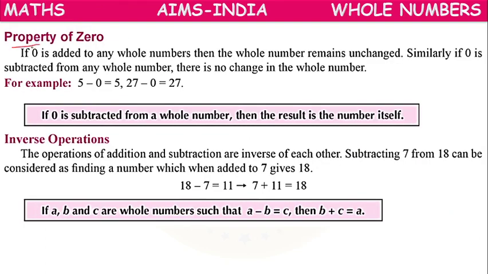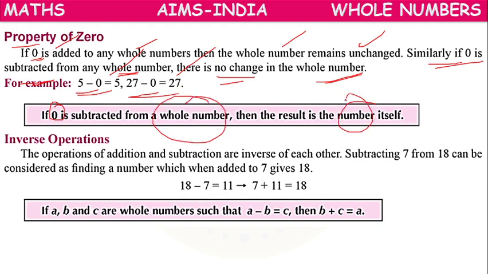Next, property of 0. So if 0 is added to any whole number, then the whole number remains unchanged. In the same way, if 0 is subtracted from any whole number, there is no change in the whole number. 5 minus 0 equals 5. 27 minus 0 equals 27. Means if 0 is subtracted from any whole number, the answer will be the same number itself.